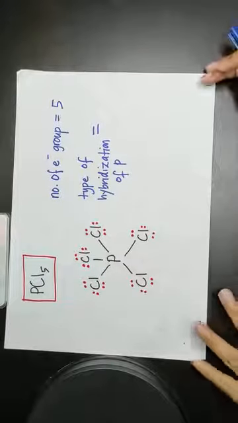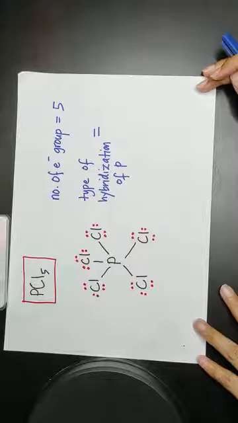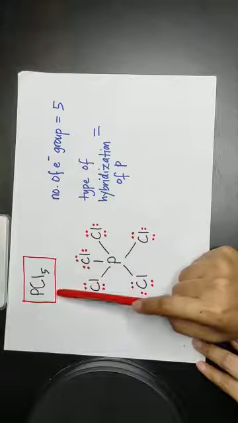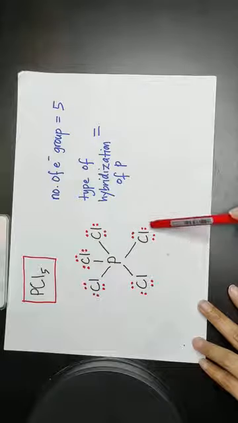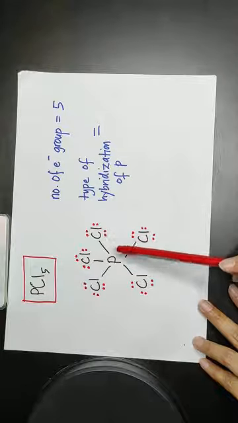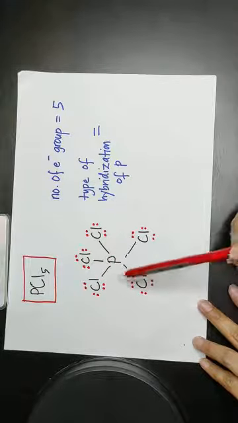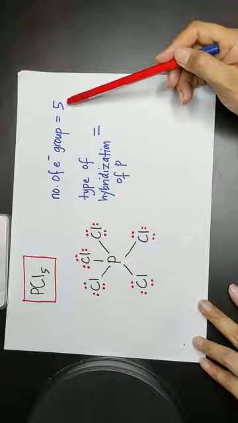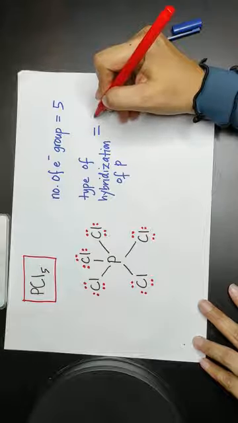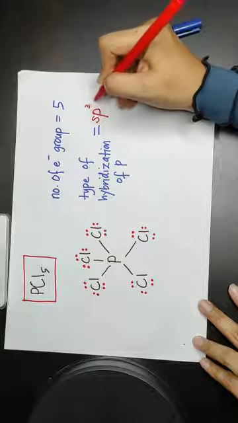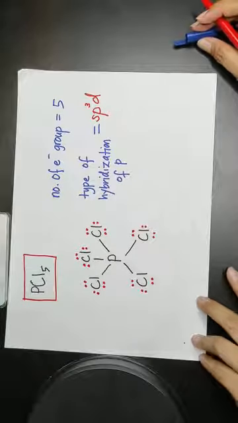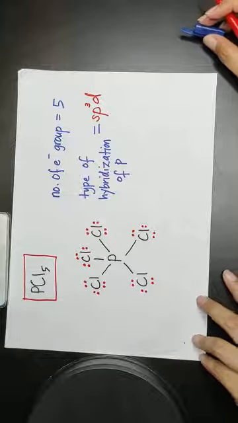Right class, so this is an example for sp3d hybridization. This is the PCl5 phosphorus pentachloride molecule, and this is the Lewis structure. From the Lewis structure, you can see there are 5 electron groups around the phosphorus atom: 1, 2, 3, 4, 5. If there are 5 electron groups, phosphorus undergoes sp3d hybridization. That's how to determine the type of hybridization of the central atom.